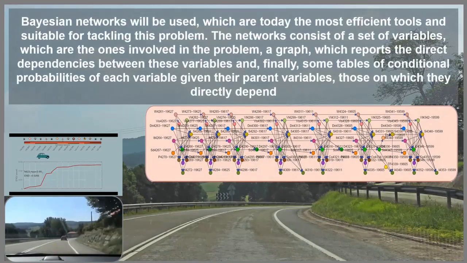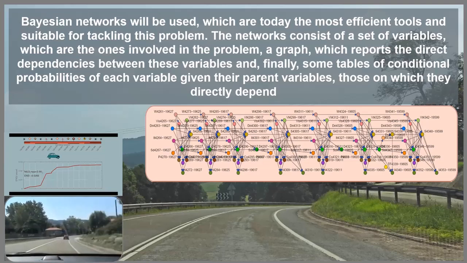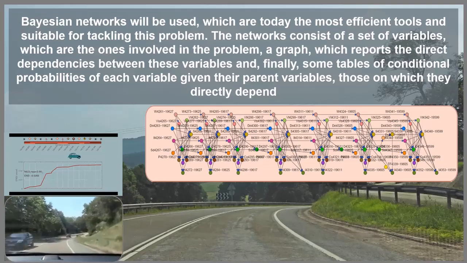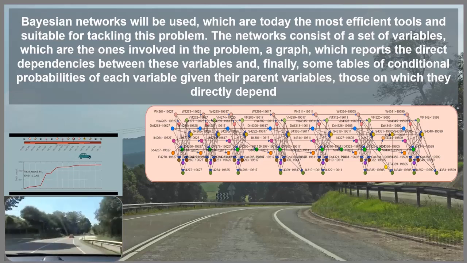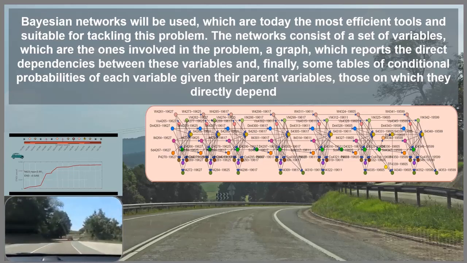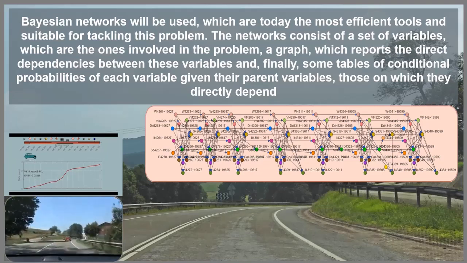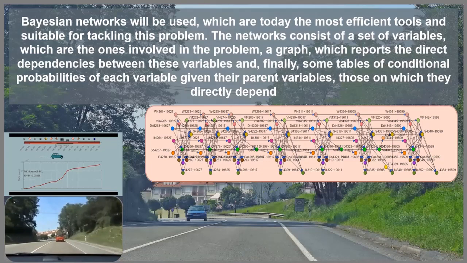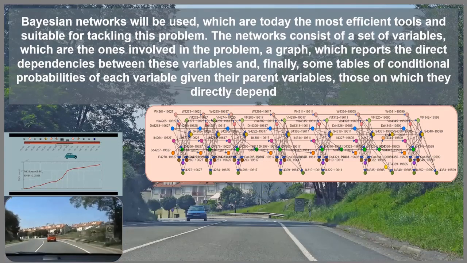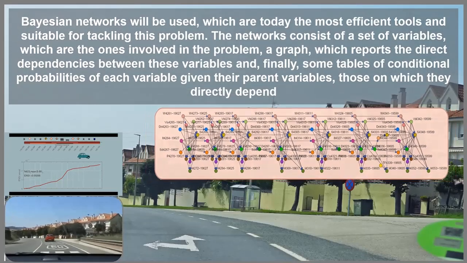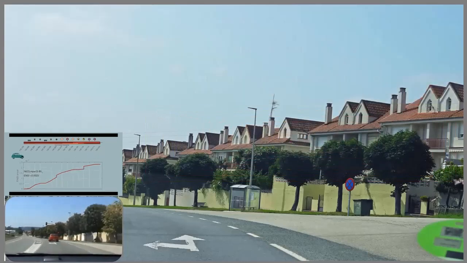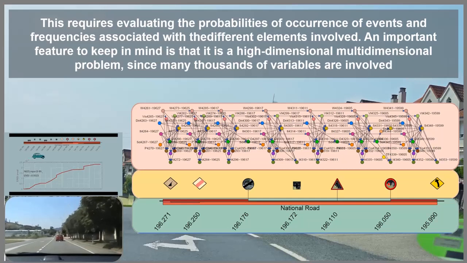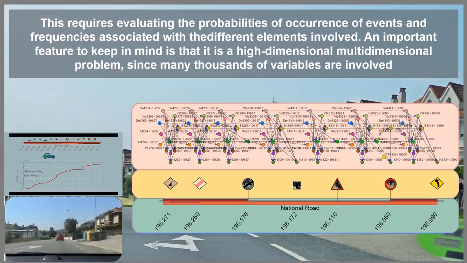Bayesian networks will be used, which are today the most efficient tools and suitable for tackling this problem. The networks consist of a set of variables, which are the ones involved in the problem, a graph, which reports the direct dependencies between these variables, and, finally, some tables of conditional probabilities of each variable, given their parent variables, those on which they directly depend. This requires evaluating the probabilities of occurrence of events and frequencies associated with the different elements involved.